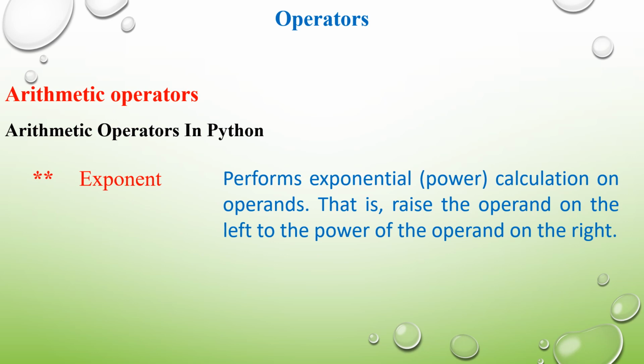The last arithmetic operator is double asterisk, that is exponent. It performs power calculation on operands. That means it raises the operand on the left to the power of the operand on the right. Suppose we write 2 double asterisk 3, that means 2 to the power 3. The answer is 8. That means it will return the answer as 8.